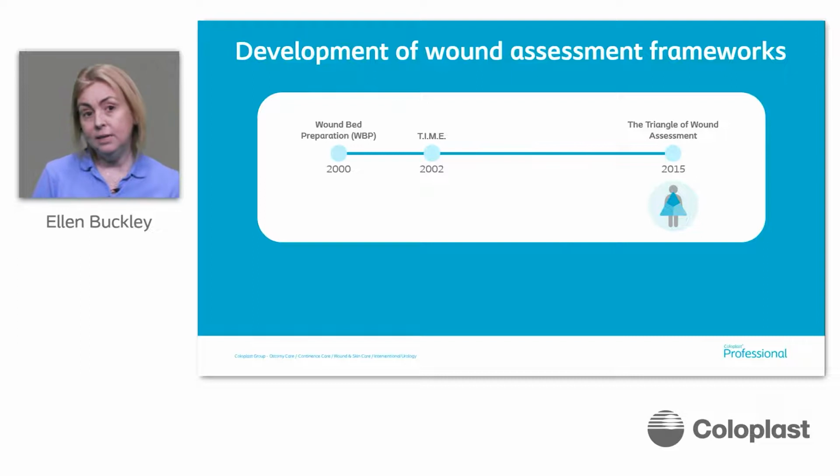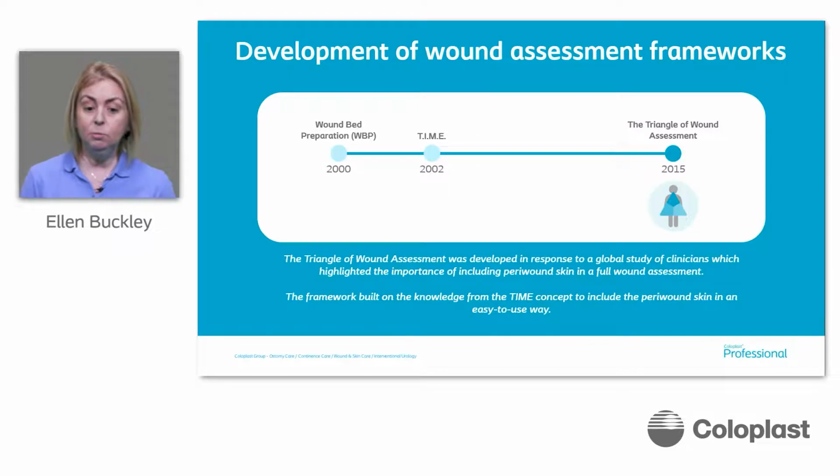And then more recently, in 2015, we had the Triangle of Wound Assessment developed. It was developed in response to a more global study of clinicians and healthcare practitioners who really highlighted that we can't just look at the wound bed and be blinkered in just looking at the wound bed itself. We do need to look at how healthy that wound edge is, and we also need to look further afield because we need to look at the surrounding skin, or the periwound skin, as part of our assessment.